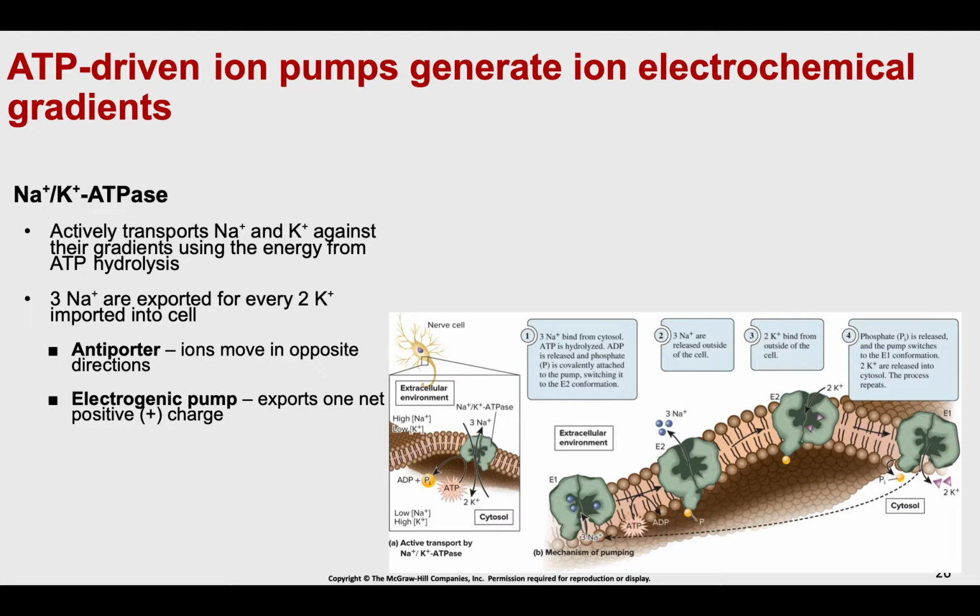The way this is done here is we are transporting these positive ions, these cations, but we're not transporting them in equal amounts. 3 sodium are exiting the cell for every 2 potassium that are entering. So we have a difference in charge. We have an antiporter, moving ions in opposite directions, and it's also an electrogenic pump because we are exporting 1 net positive charge out, since we're transporting 1 extra positive sodium out for every 2 potassium that come in. So this is one way we can set up those electrochemical gradients.